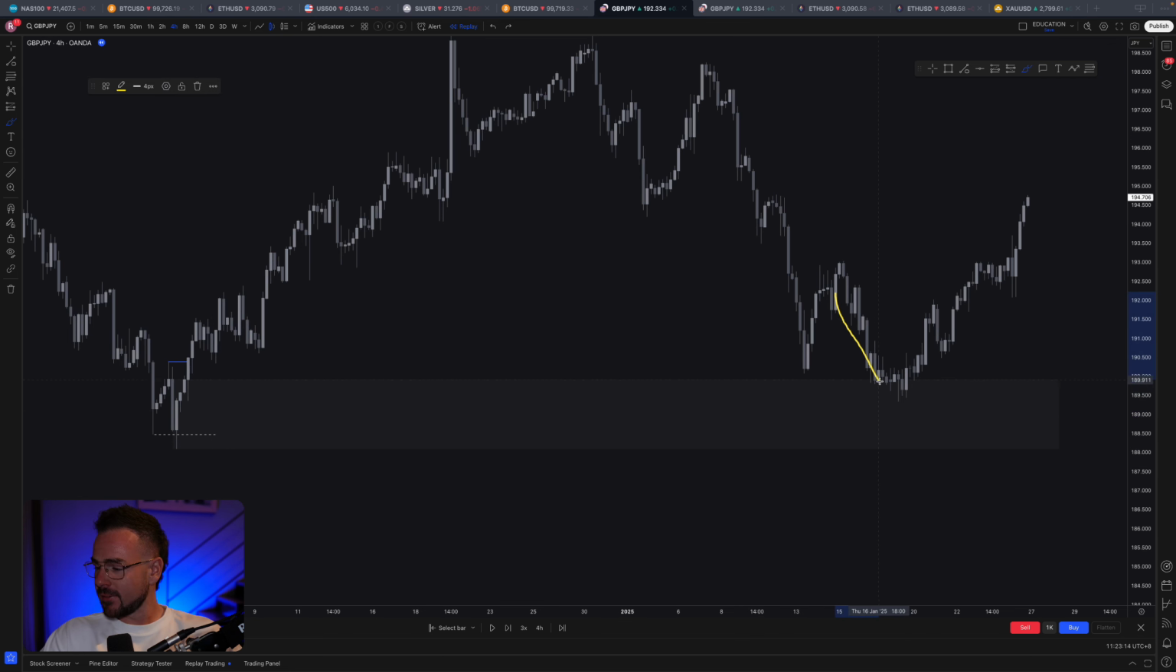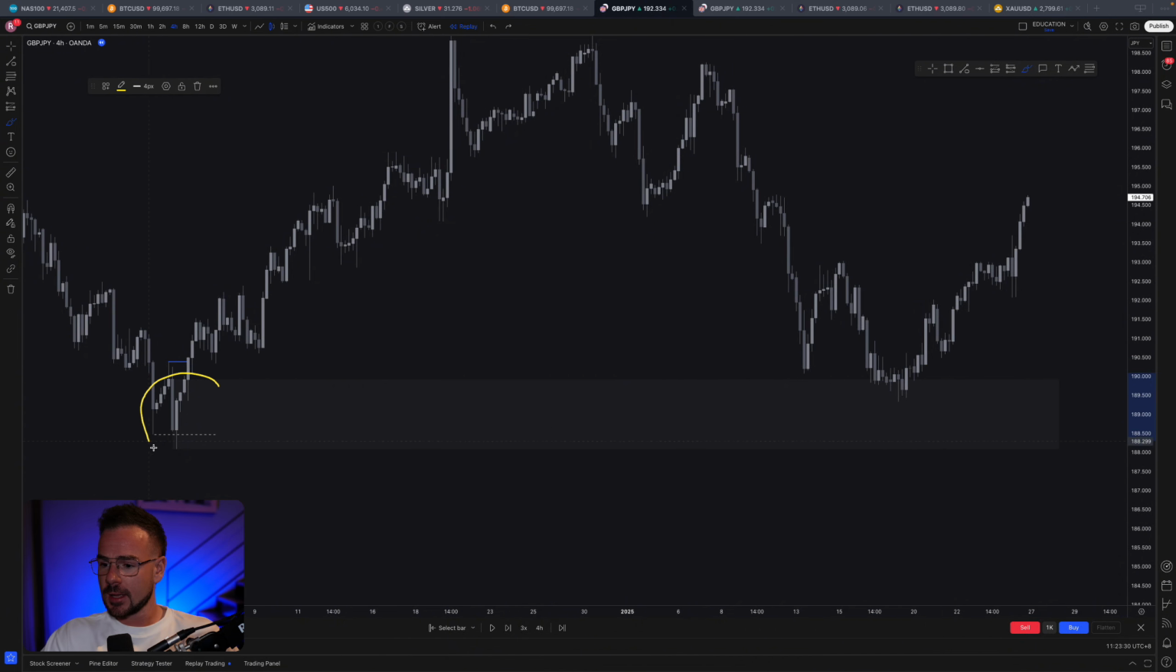So when price revisits this level, we can either place an order here to take this trade from this level, stop loss going behind the zone, or we can jump to a lower time frame and take a precision sniper entry and wait for our entry trigger inside this demand zone.